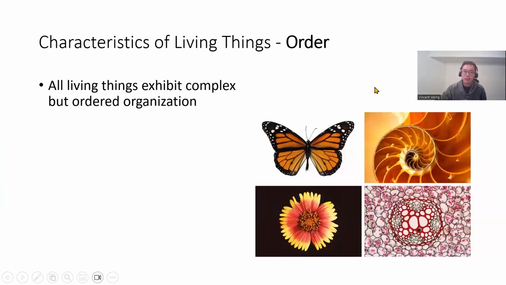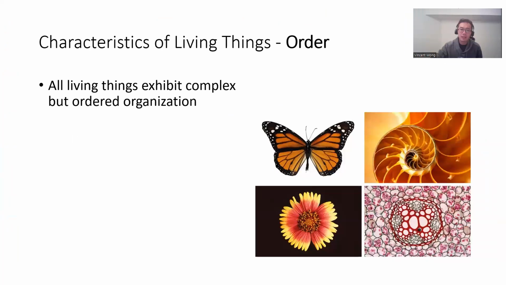Okay, so the first characteristic of living things is order. Living things exhibit order. So there is left-right symmetry most of the time, and this is particularly true for animals. If you look at a butterfly, they have left-right symmetry. Humans have left-right symmetry.